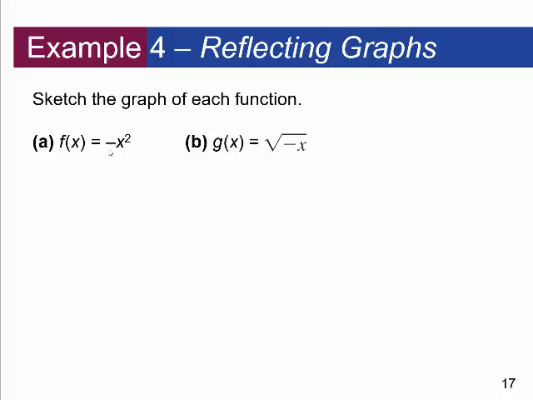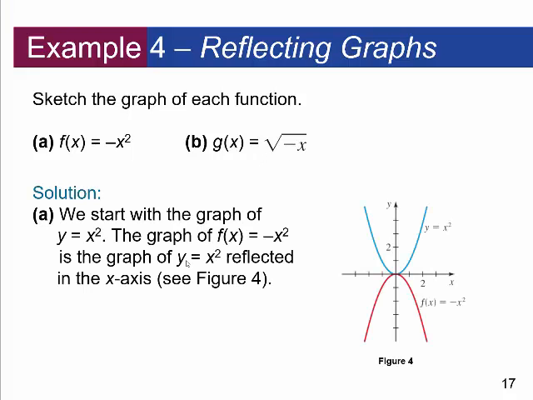Here, the negative sign is outside the function. Here, it's inside the function. It's underneath the radical. So for the first one, A, start by making the graph of f of x is equal to x squared. You see it in blue here. The graph of f of x is equal to negative x squared is just the graph reflected along the x-axis. So I'm just going to take this and flip it down here. It just rotates along the x-axis. So every positive value became negative. That's really what happened.